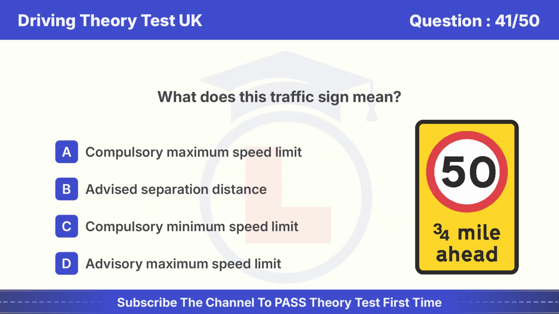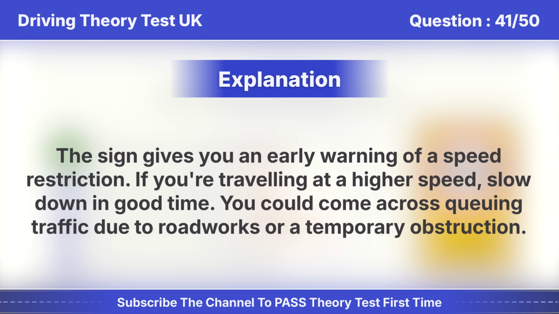Question 41. What does this traffic sign mean? Answer is A. Compulsory maximum speed limit. The sign gives you an early warning of a speed restriction. If you're traveling at a higher speed, slow down in good time. You could come across queuing traffic due to roadworks or a temporary obstruction.